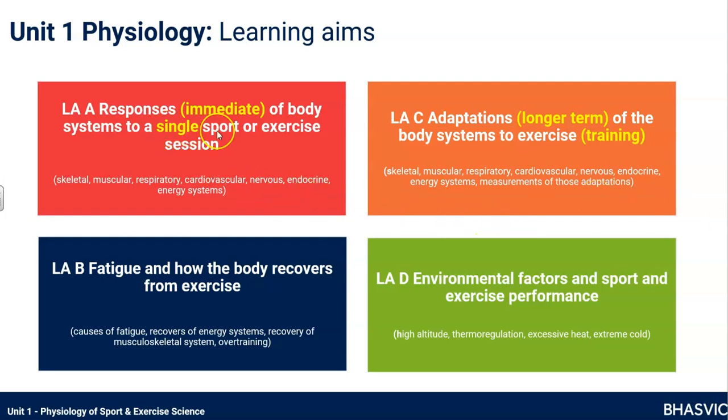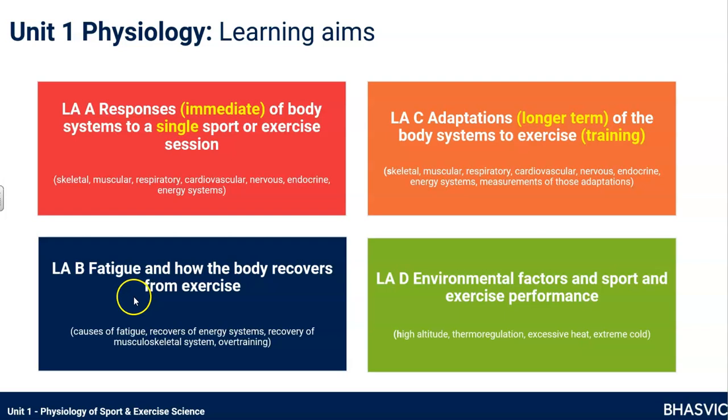Learning aim A is in the moment when we are exercising during an exercise session, that could be an endurance session, that could be a resistance or strength training session. How do our body systems respond? What do they do for us? How do they work for us to enable us to do that exercise session? So that is like the short term, the immediate responses to exercise of all of these body systems.